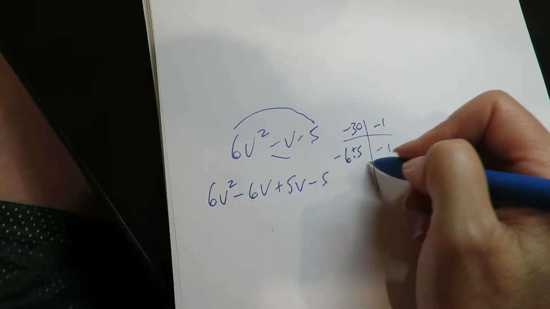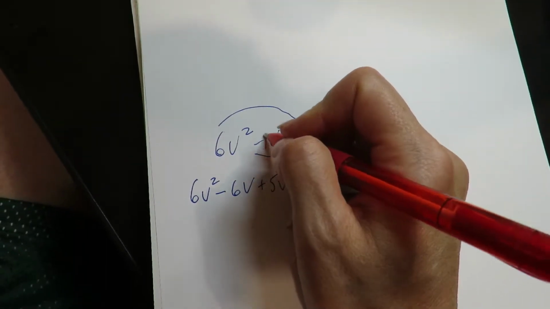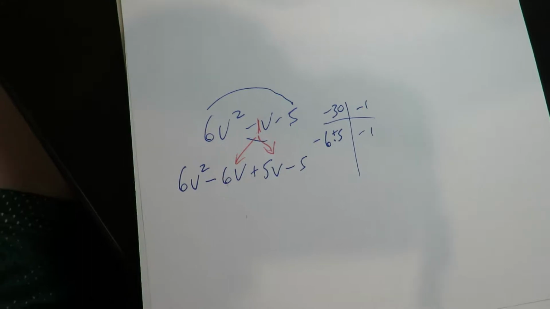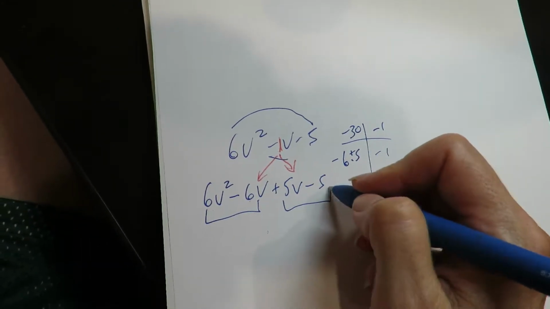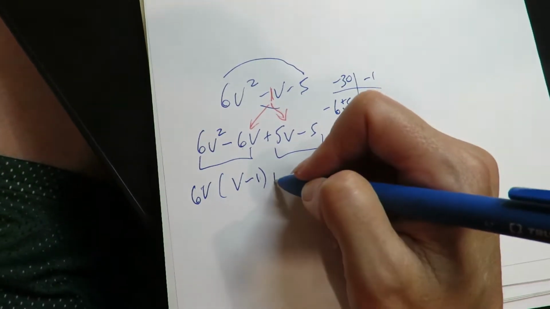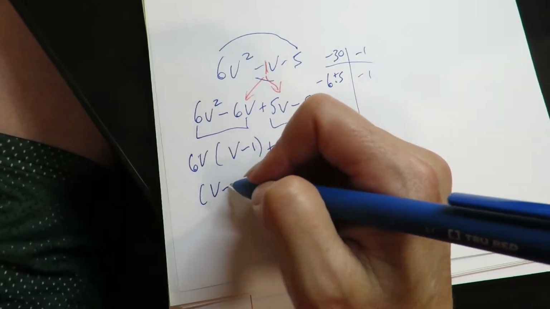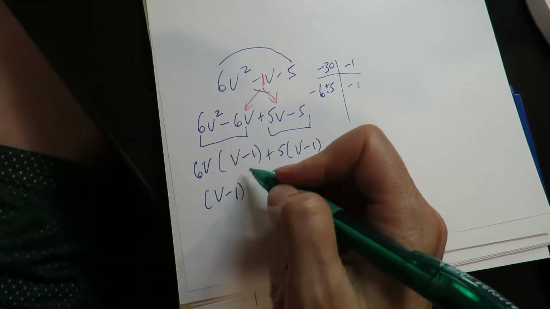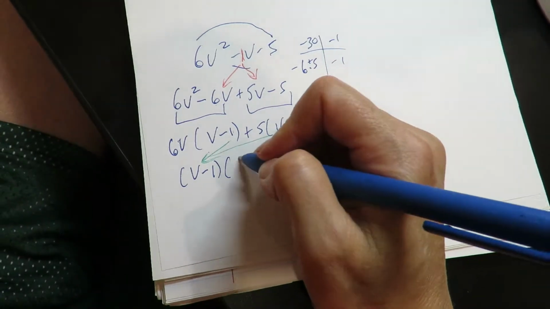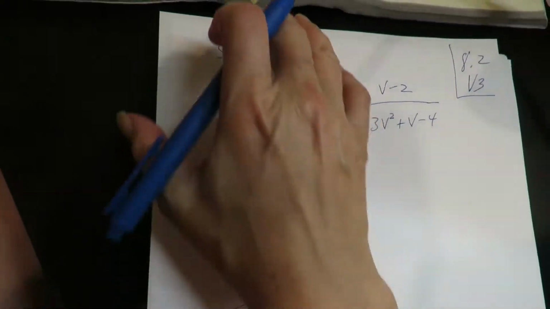So remember, this tells you how to break the middle term. So you're breaking the negative 1v into this, because this adds back to negative 1v. All right, I'm going to factor out the 6v. I'm going to factor out the 5. Now I'm going to factor out the v minus 1. So that's referring to me actually factoring these both out as a common factor. All right, that's the first one.